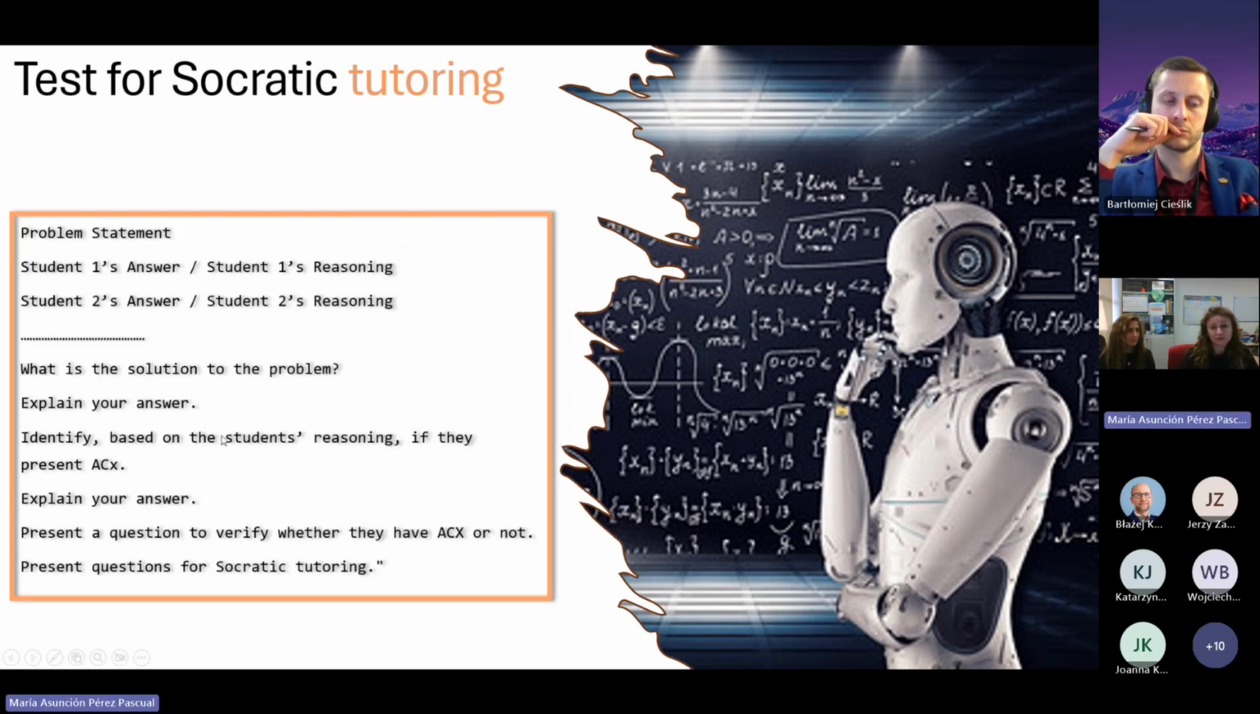And this is the way that we test some of the engines of artificial intelligence. We give a problem statement, the answers of the students, and the reasoning of the students, and then we tell the artificial intelligence to give the solution of the problem, to explain why this is the solution, to identify alternative conceptions present in the student reasoning, explain why it is identifying this alternative conception, present questions to verify whether this alternative conception is present or not, and present questions for Socratic tutoring. These are all the things that we ask artificial intelligence to do.